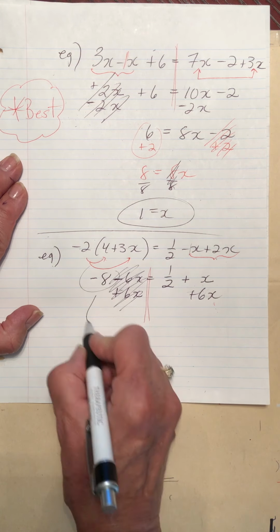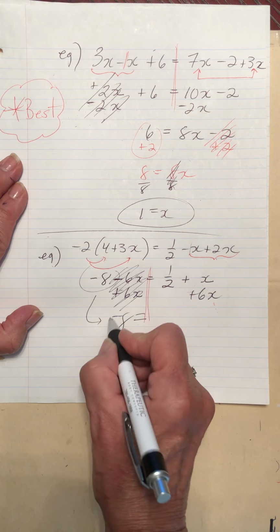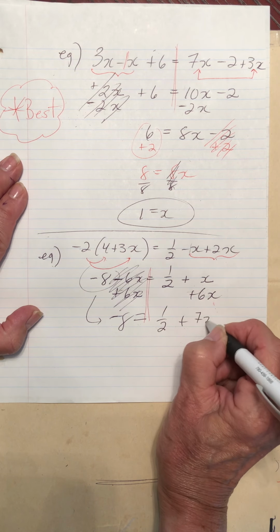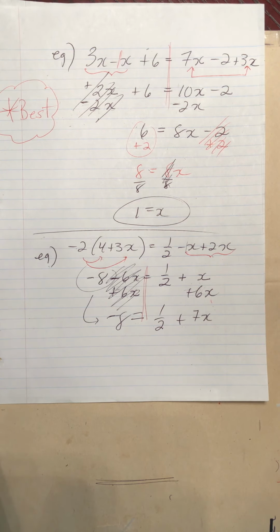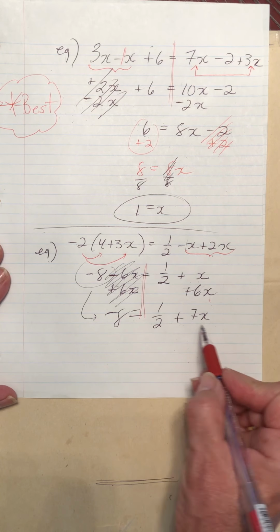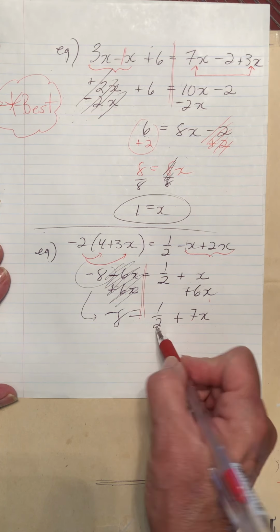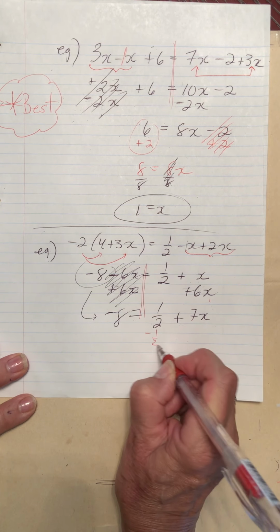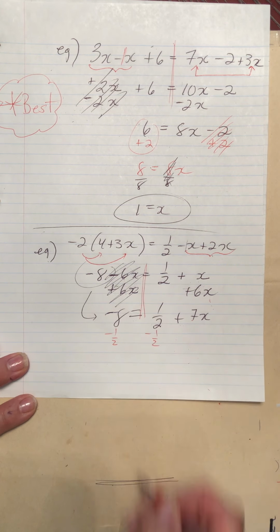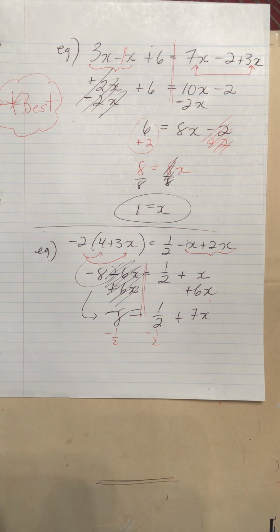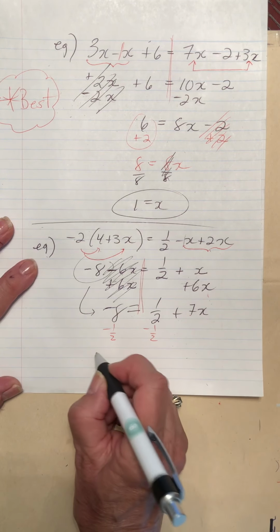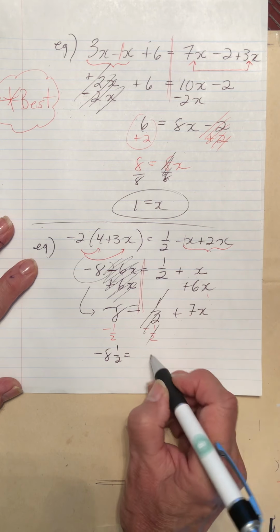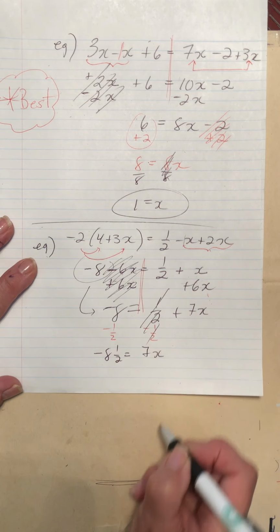But these negative 8's are still left. This half is left. And now I have 7x. Okay, this is the friend situation. Would you get rid of the 7 first or the half? You will get rid of the half first by minusing a half from both sides. So having negative 8 and taking away another half from that is really negative 8.5. This is 0. This is 7x.